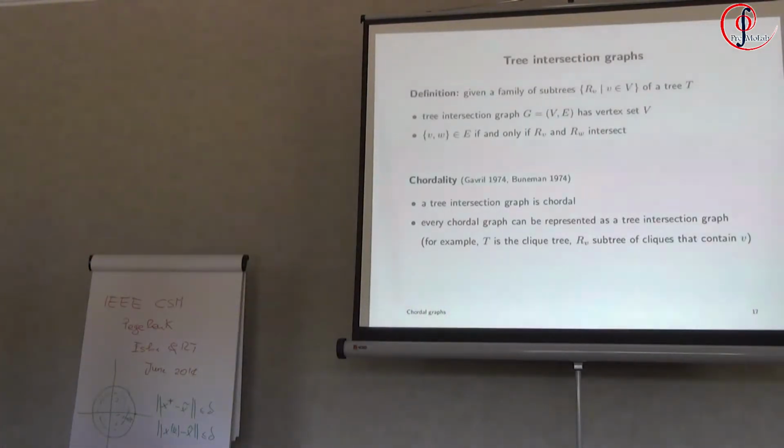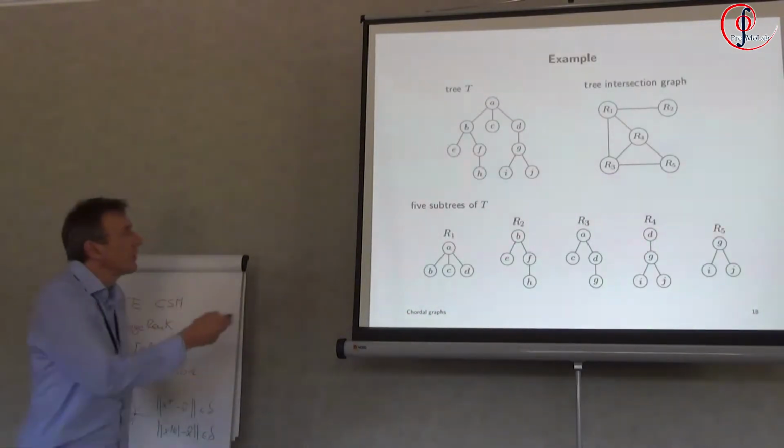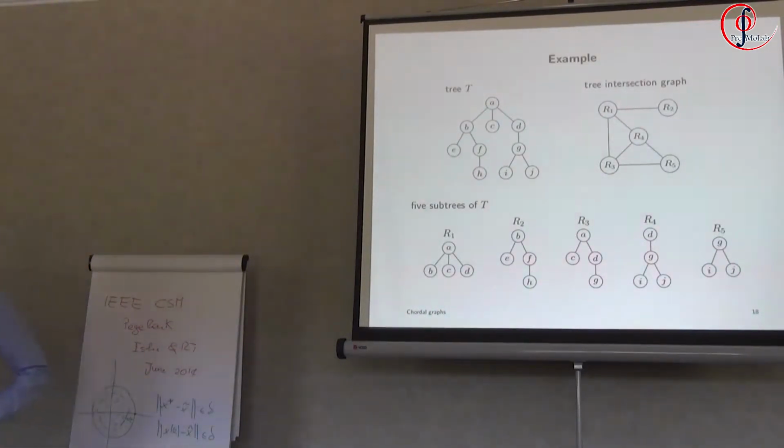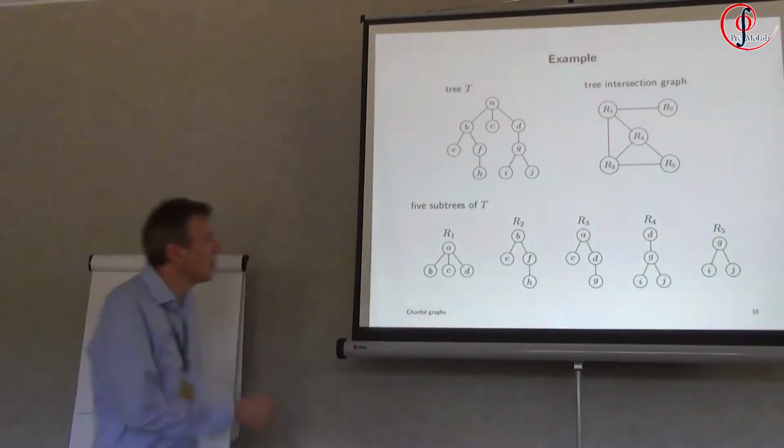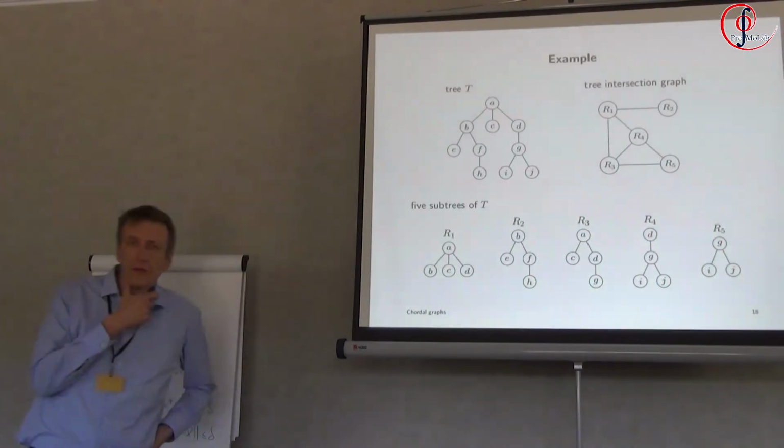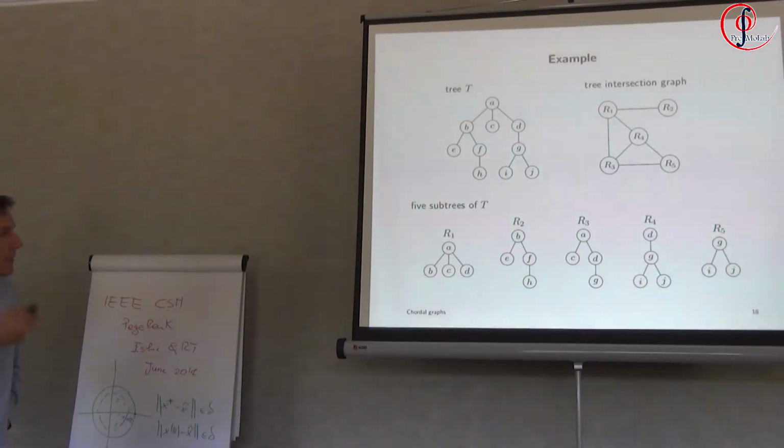That's related to a more general result, about a more general type of graph called a tree intersection graph. A tree intersection graph is defined like this. You take a tree and then you define a set of subtrees of that tree. Here we pick 5 subtrees of the same tree T.